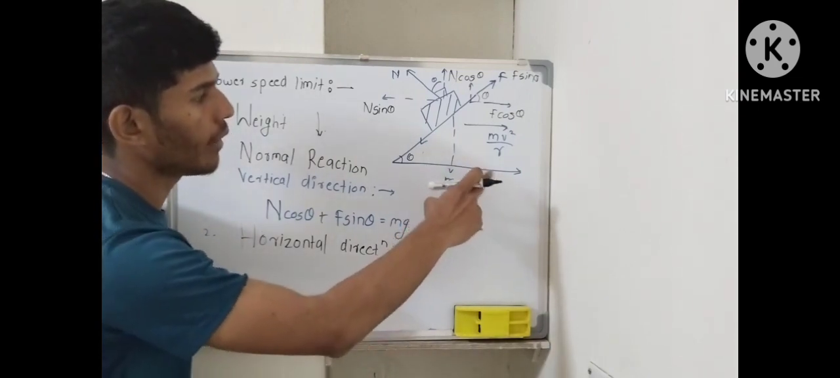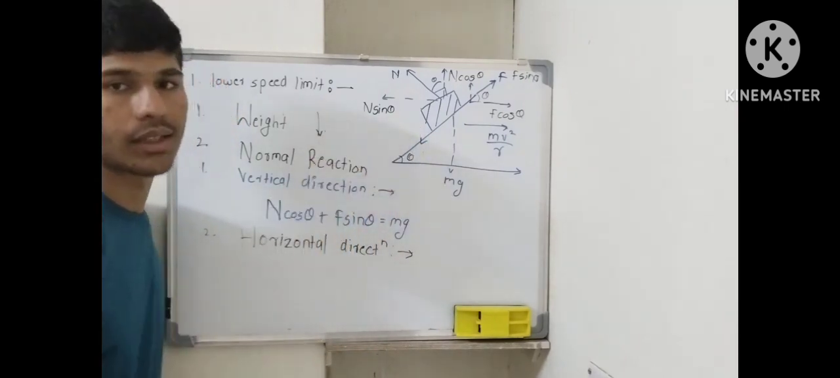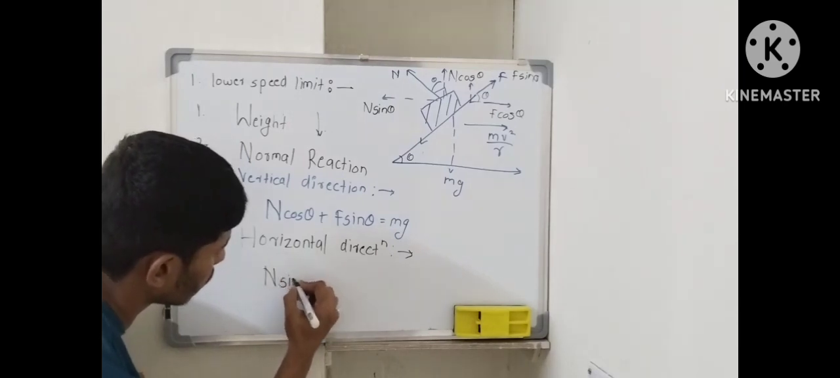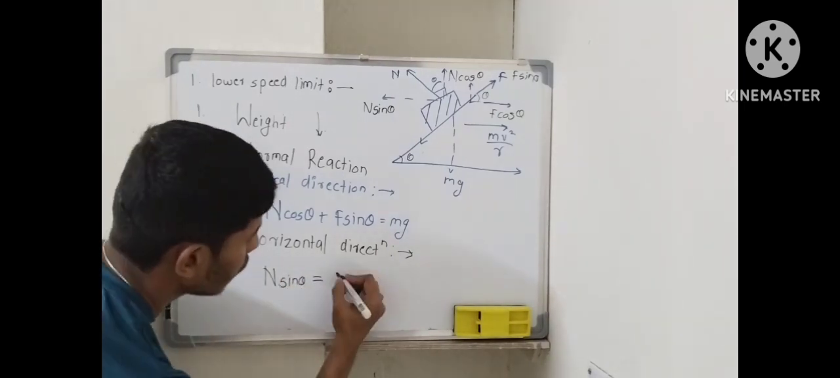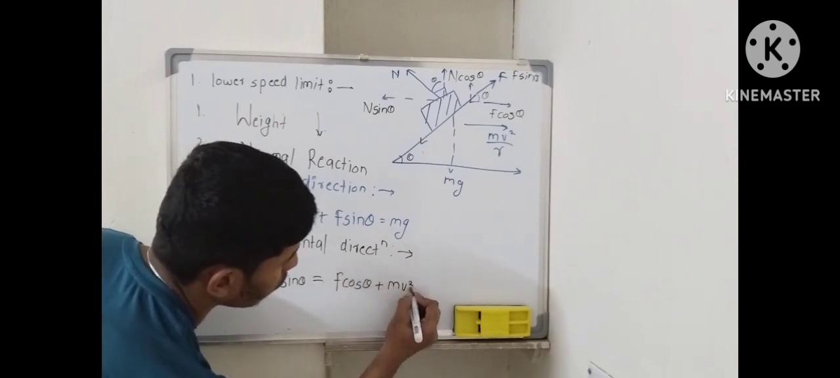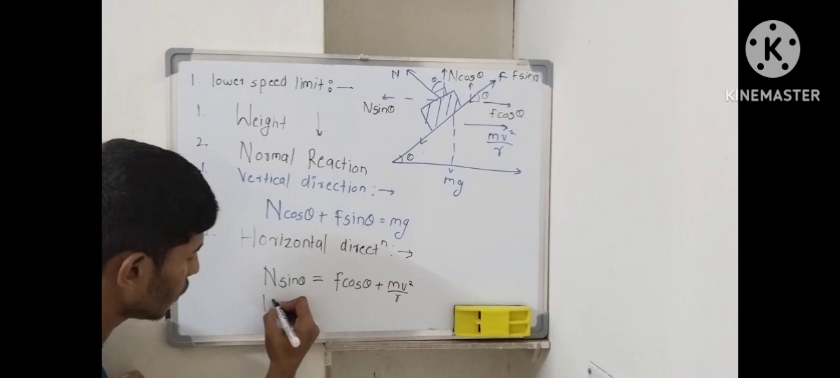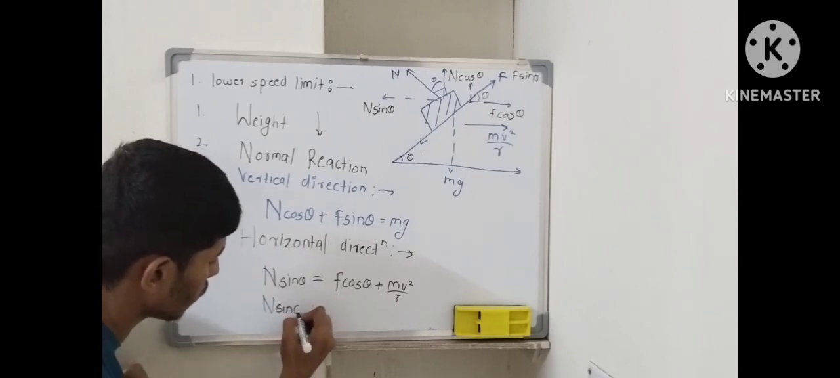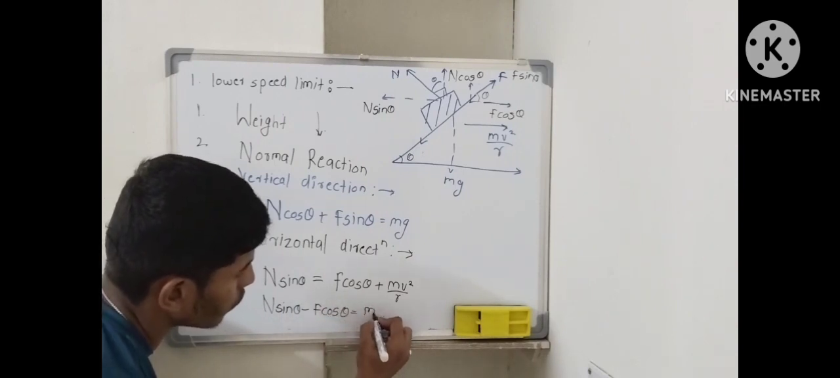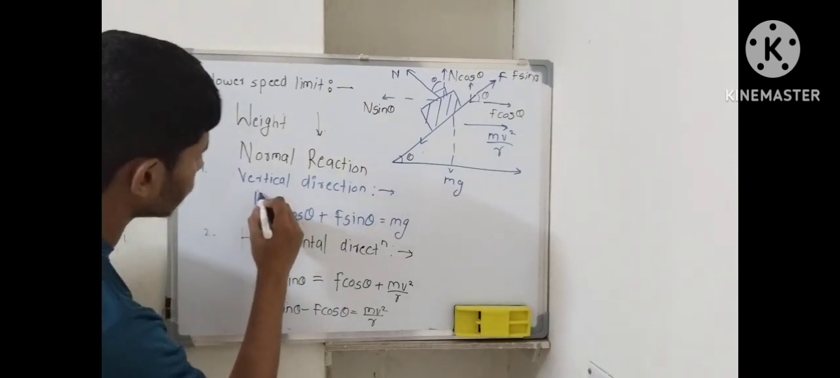Now here it is clearly visible that f cos theta plus mv square by r is balancing N sin theta. So the equation will be like this: N sin theta is balancing f cos theta plus mv square by r. If we shift f cos theta to the left hand side, the equation will be: N sin theta minus f cos theta is equal to mv square by r. So we got two equations.